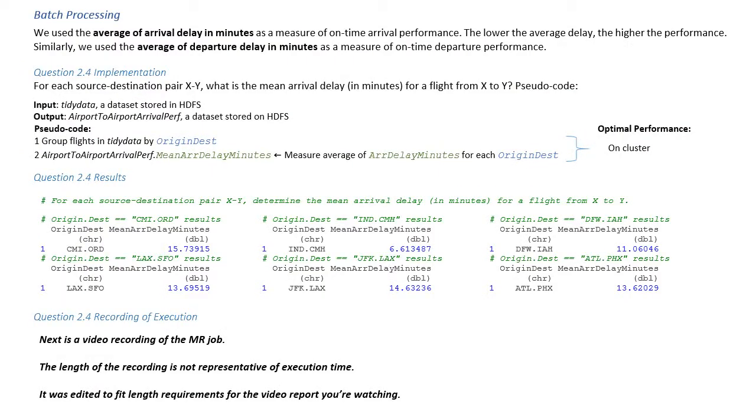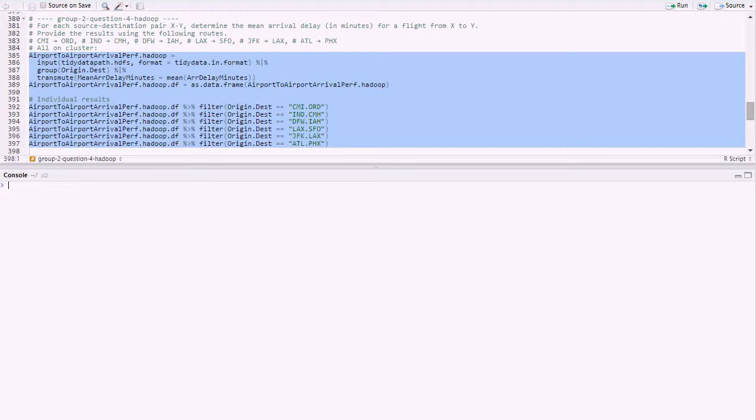To find, for each pair of airports X and Y, what was the mean arrival delay in minutes for a flight from X to Y, we grouped the data by a composite key, origin and destination, and measured the average of arrival delay in minutes for each group.